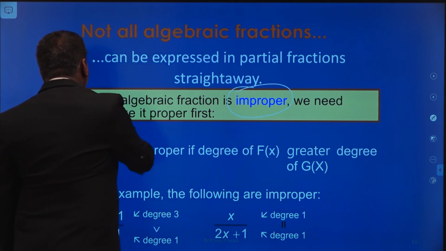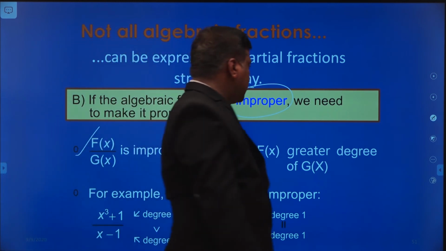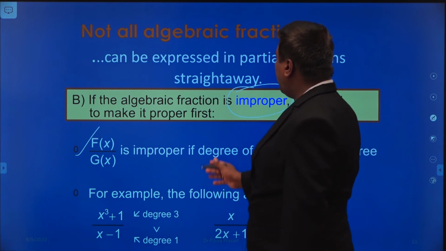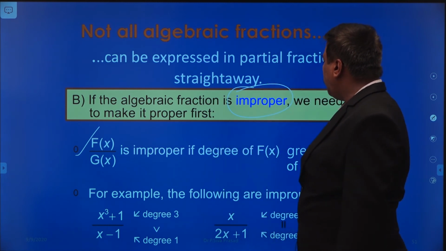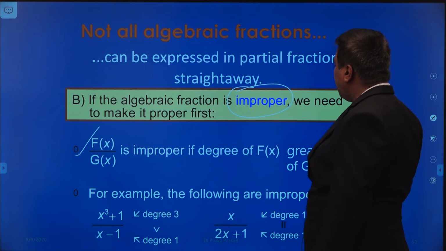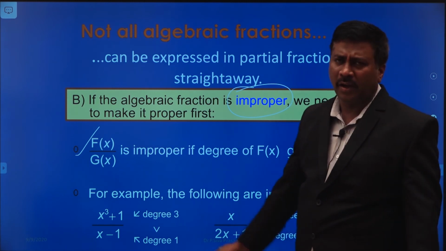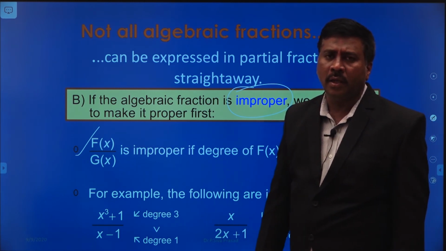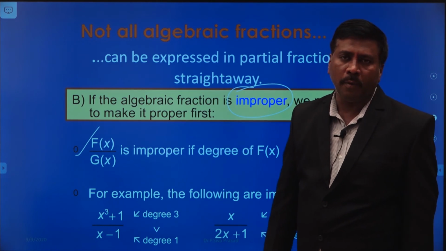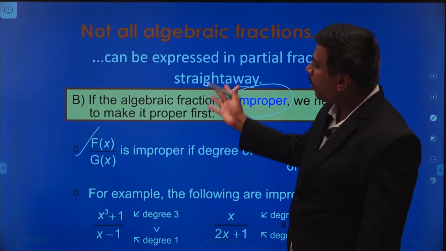Suppose such a case exists, f of x by g of x is improper. If the degree of f of x is greater than the degree of g of x, you already have to know how to discriminate whether the fraction is proper or improper. You have to see so many problems.